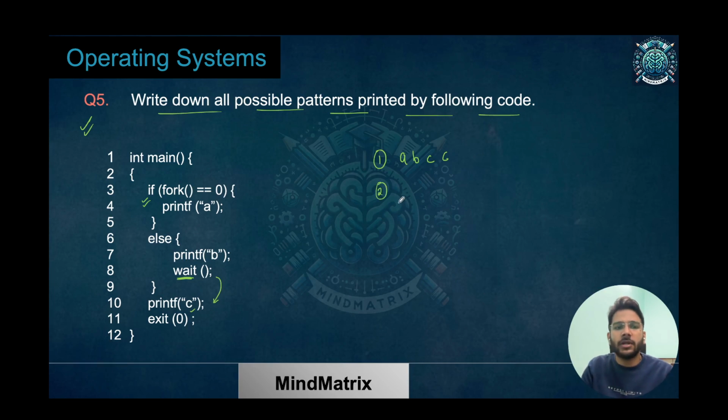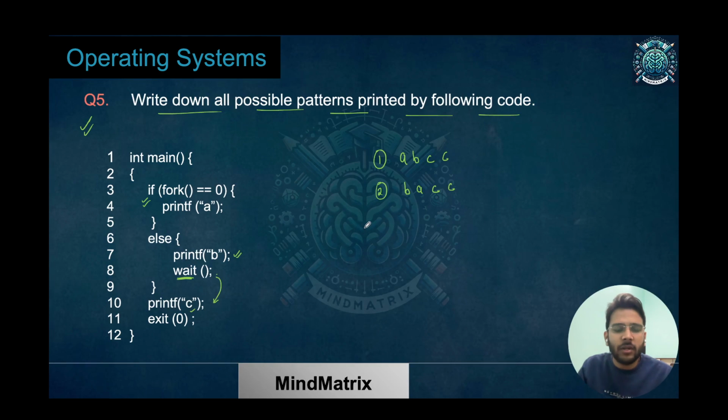What is the second possibility? The other possibility we can have is, let's say the parent process is scheduled first. In that case, first B will be executed. Now the parent process is going to wait until the child completely executes. Then the child process is going to execute. So we can have A, and then the child will be printing C, and then the parent will be printing C.